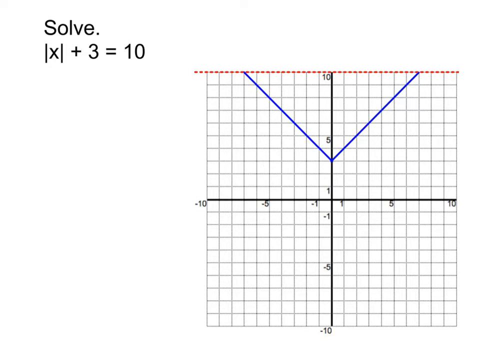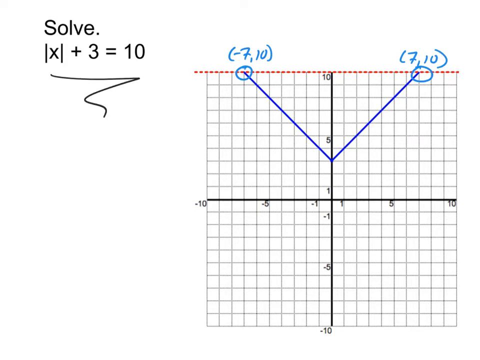Now I can just look at that graph and tell what my solutions are. And notice I'm saying solutions, plural, because there are in fact two different places where my graph hits a y value of 10, and we're going to have to include both of those. The first one, the coordinates of this point are at negative 7, 10. And the second one, the coordinates are at 7, 10.